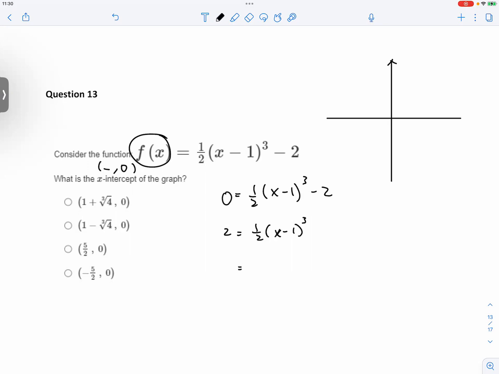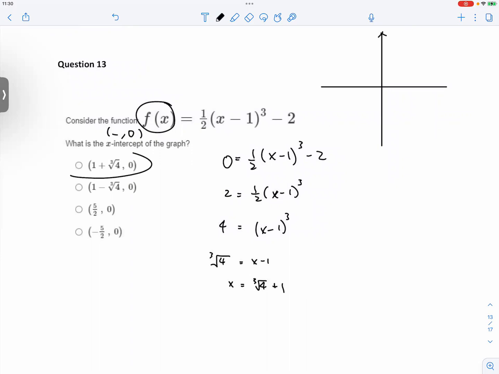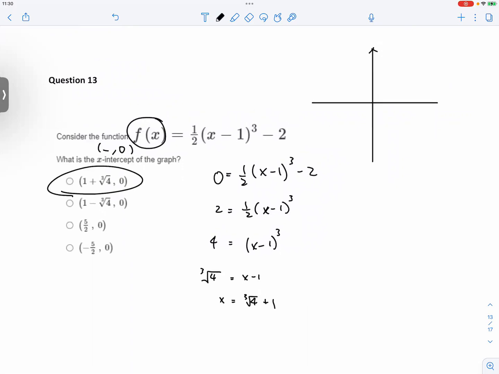Find the x value, and then multiply 2 on both sides. Again, in this case, we will get rid of the 1/2 before we get rid of the cube. So then we have the cube root of 4 is equal to x minus 1. So x is equal to cube root of 4 plus 1. Okay, so that is our answer. Yeah, that would be our answer.